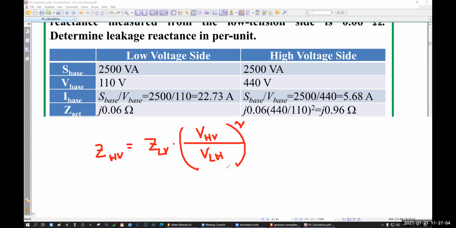Yes, sir. Okay. High voltage impedance will be equal to low voltage impedance into high voltage divided by low voltage side voltage. This is LV, not LH. LV, sir. LV. Okay. High voltage divided by, that means high side voltage divided by low side voltage whole square. Now, if this is given, you can easily find out which one. This one, right? Yes, sir.